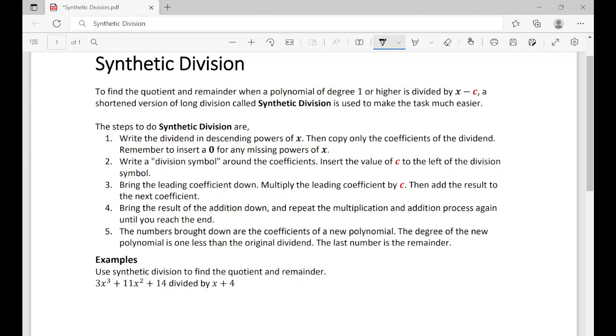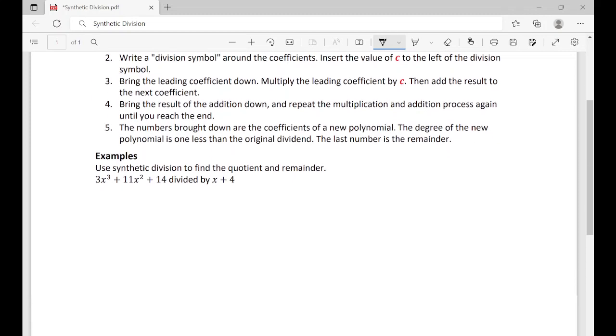Finally, the numbers brought down are the coefficients of a new polynomial. The degree of the new polynomial is 1 less than the original dividend. And the last number is the remainder of the division. So that's a lot of steps, so let's see it in action.